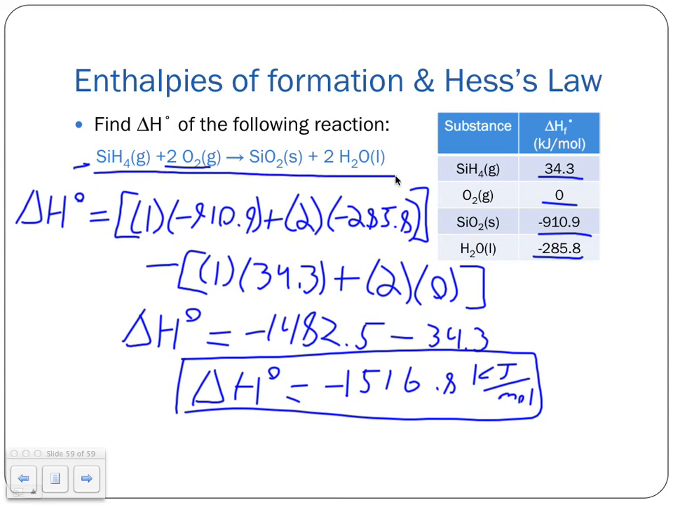And so now we know that if we were doing, say, a calorimetry experiment, we could figure out how much heat would be gained or lost by the water, or figure out how much heat is released by the reaction in general.